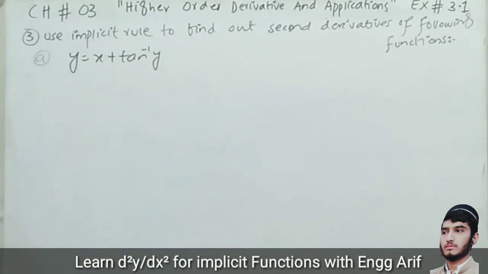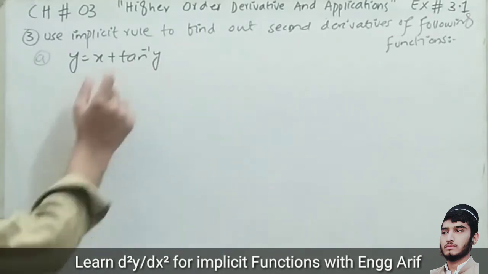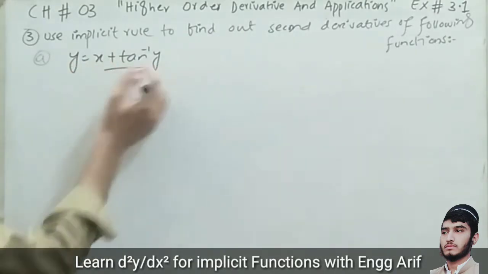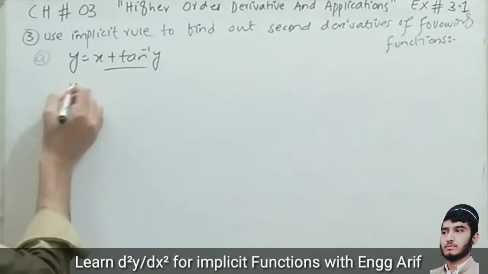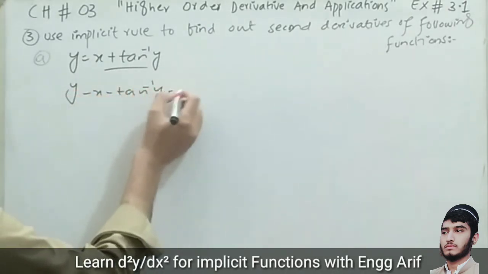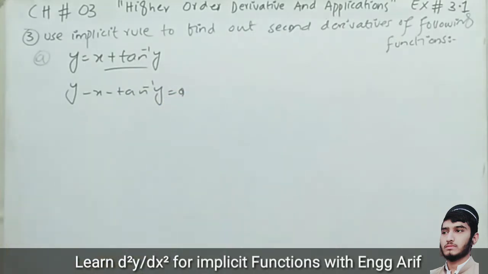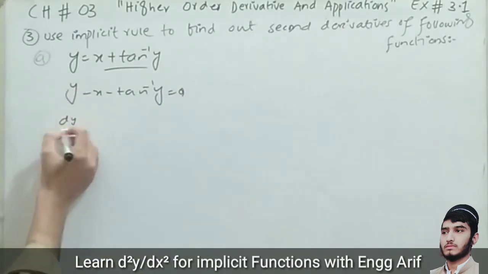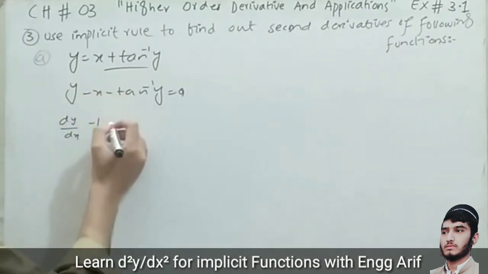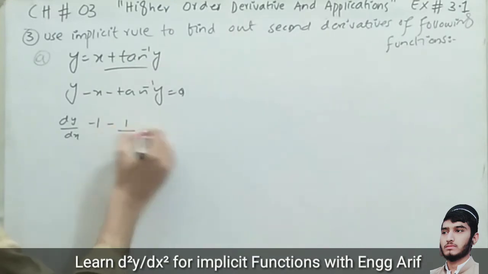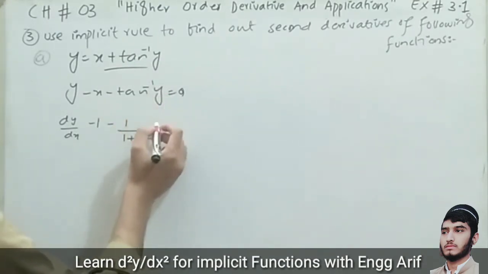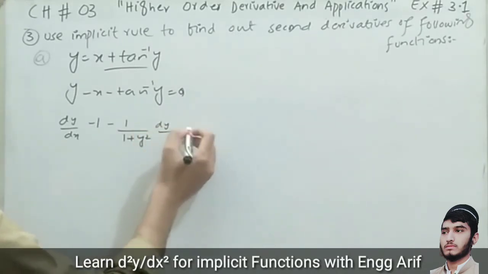So it means that we will make the equation just like this, then shift the variables to one side and the constant to the other side. So these both variables will be shifted to the left hand side. It becomes y minus x minus tangent inverse y equal to 0. Now differentiate both sides with respect to x. The derivative of y will be dy by dx, minus the derivative of x with respect to x is 1, minus the derivative of tangent inverse y is 1 over 1 plus y square, and the derivative of the inner function y is dy by dx, equal to the derivative of 0.